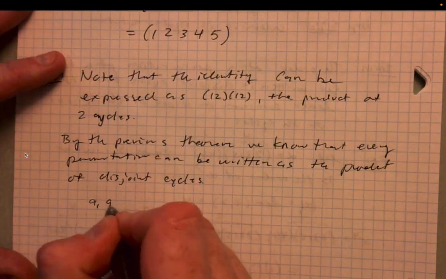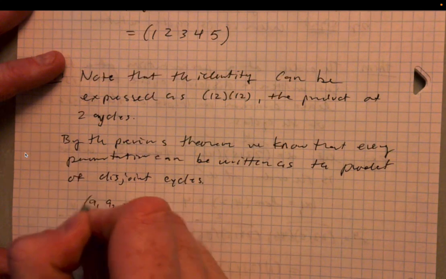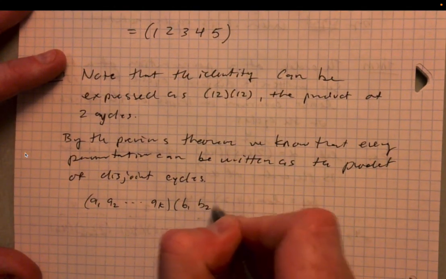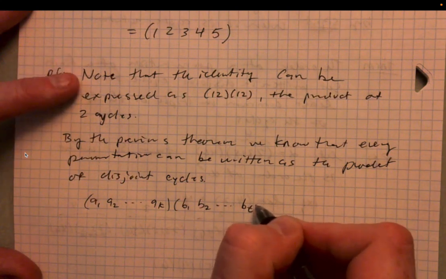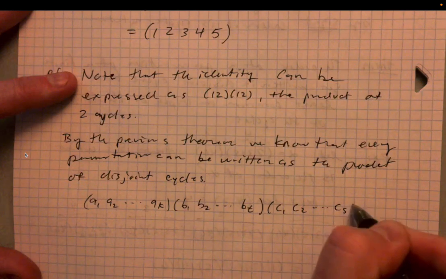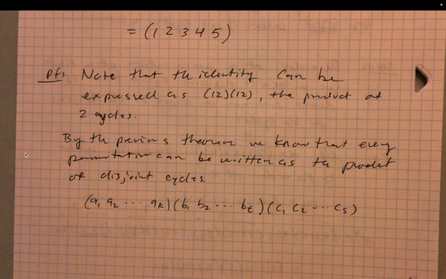We'll have A1, A2, ... AK, and then B1, B2, ... BT, and then we'll say C1, C2, ... CS, right? So we've got just a candidate here.